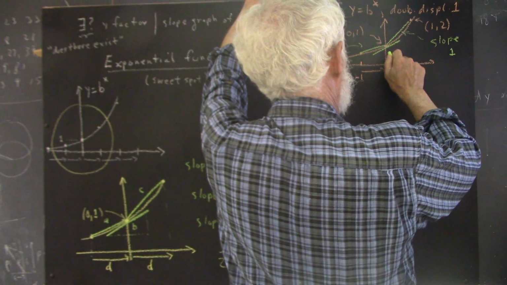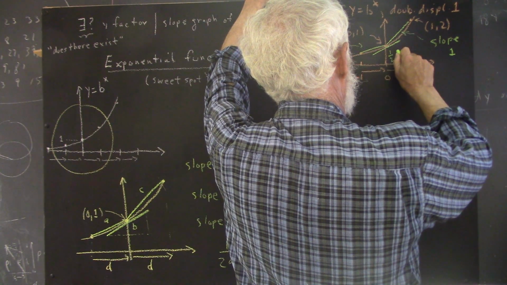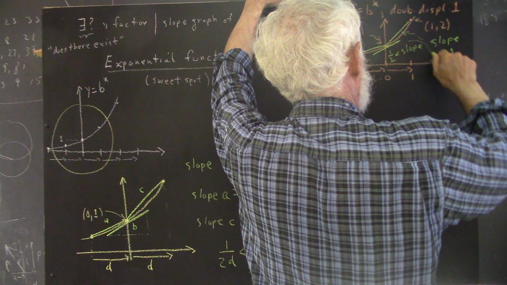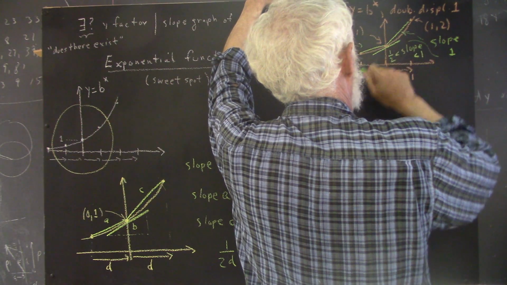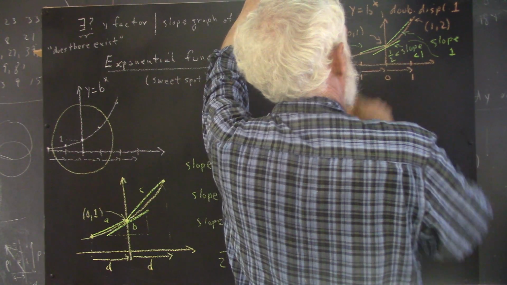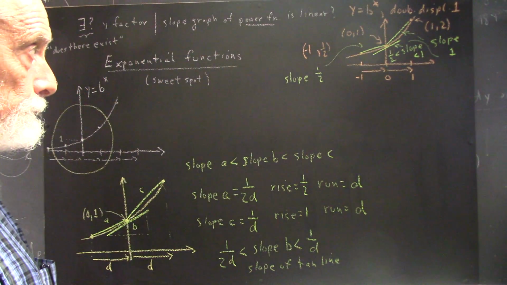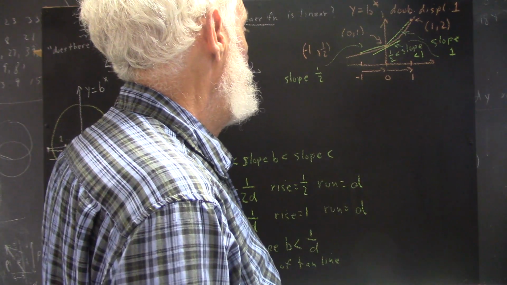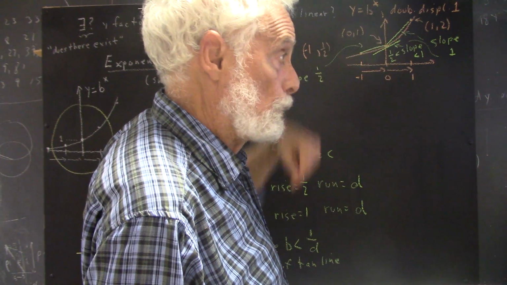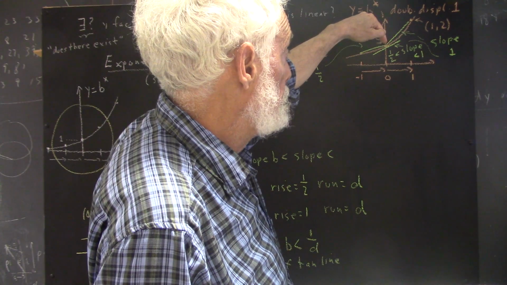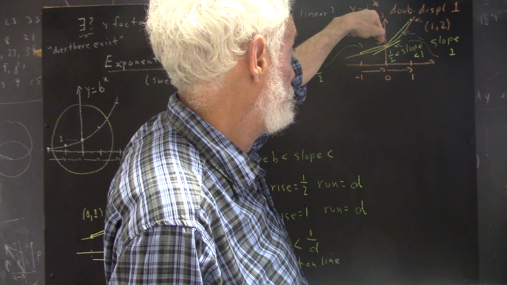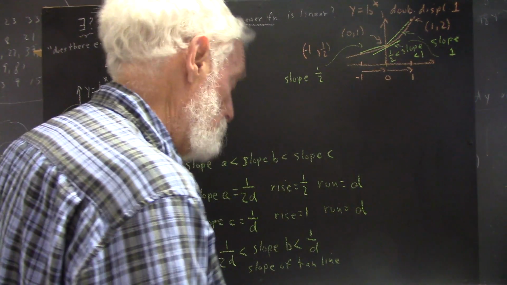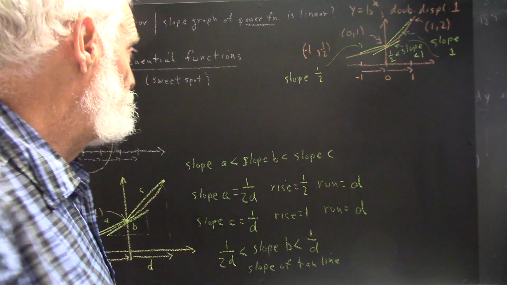So I can say one half is less than the slope is less than 1 for this tangent line. Now my conclusion is that the slope of the tangent line is less than 1. The value of the function, exponential function here, is 1. So the value of the exponential function is bigger than the value of the slope.